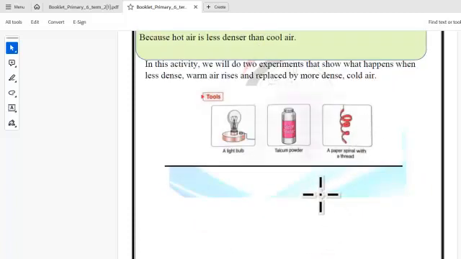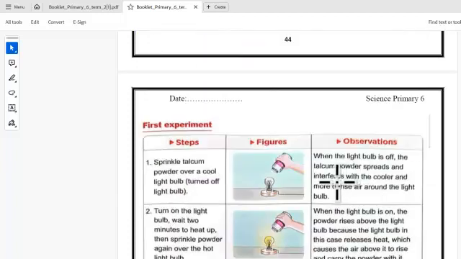The tools for this experiment: a light bulb, powder, and a paper spiral with a thread. First experiment: sprinkle powder over a cool light bulb. Turn off the light bulb. When the light bulb is off, the powder spreads around the cooler and more dense air around the light bulb.